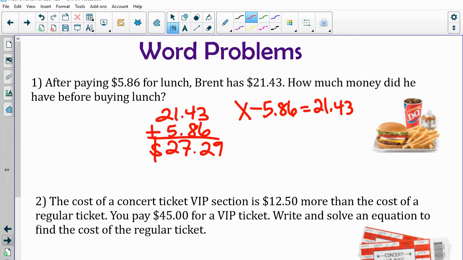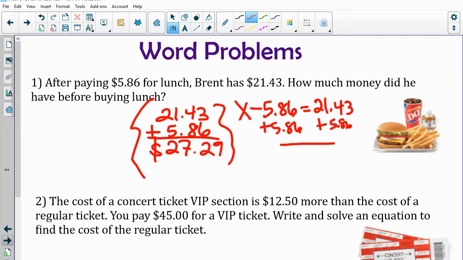You could create yourself a little equation if you wanted to, but we're going to end up doing the same thing. We're going to end up adding the $5.86 either way you think about it. So just be sure to show what you did, whichever method you chose to use. Any questions on that one?